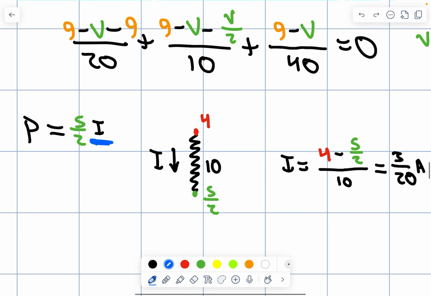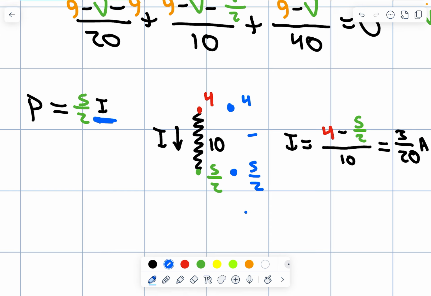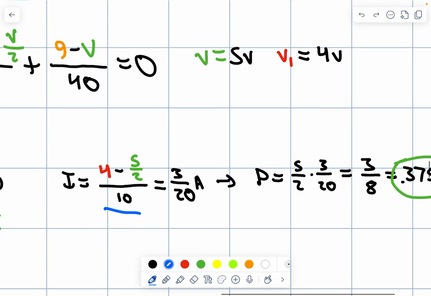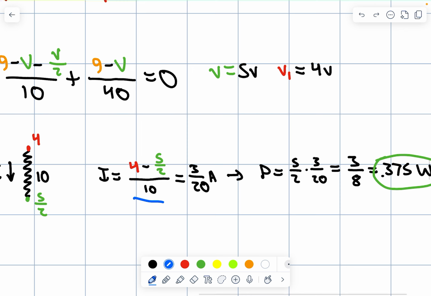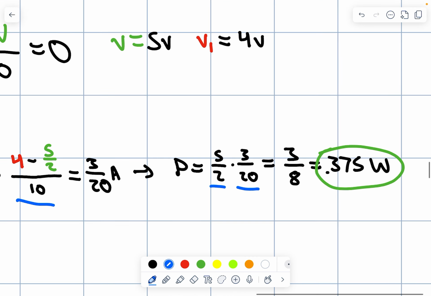And you'll note this current is using node voltage again, right? This current is 4 minus 5/2, and that's a voltage difference. Now we have to divide it by resistance, 10, to get current, okay? So we wrote that here. 4 minus 5/2 divided by 10 is equal to current, and that is 3/20 amps. So now power is positive V times I when we're flowing through the positive terminal. So we have 5/2 voltage times current, 3/20, and that gets us a power of 0.375 watts, and that is your answer. Thank you very much.